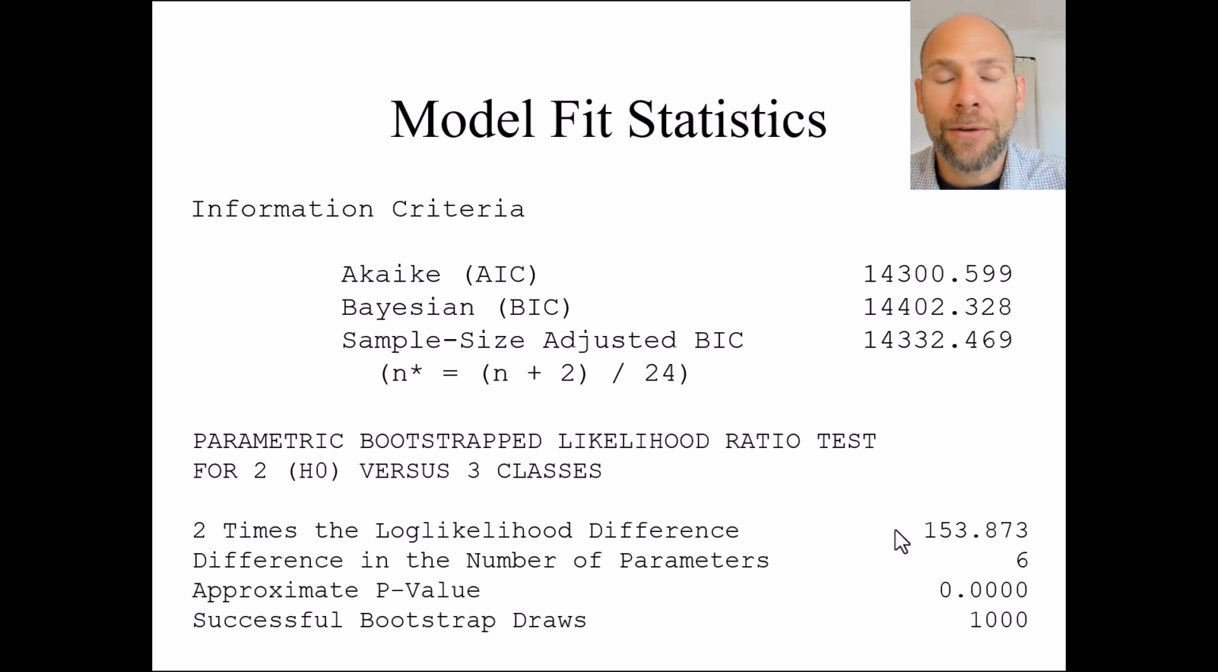Next, we would take a look at 3 classes versus 4 classes, and we would compare the BIC values there. We would look at the parametric bootstrap likelihood ratio test and see if 4 classes fit better than 3 classes, and then we would stop once we find that there's a non-significant chi-square difference here for the comparison of models with different numbers of classes. So in this case, we would prefer the 3-class model over the 2-class model because this is highly statistically significant.